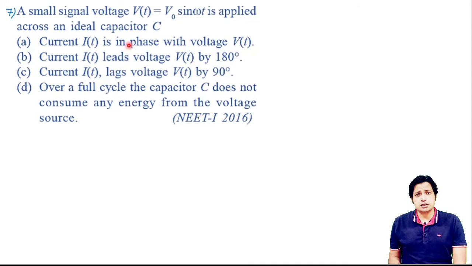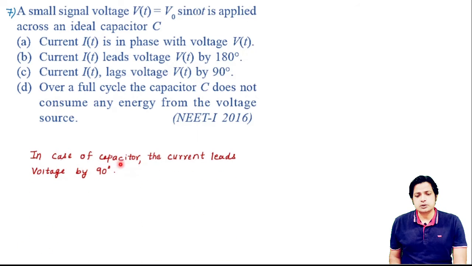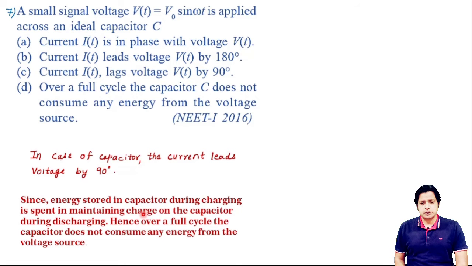And regarding phase, we know that the current in a capacitor leads the voltage by 90 degrees. This is already known to us. Reverse is voltage lags the current by 90, or current leads the voltage by 90. Both are one and the same. So you can speak in both the ways. Both are correct. So I have given a small explanation regarding option D. You can just go through this.